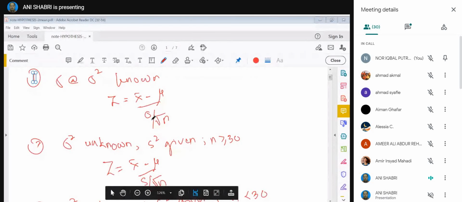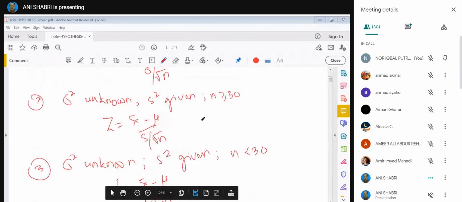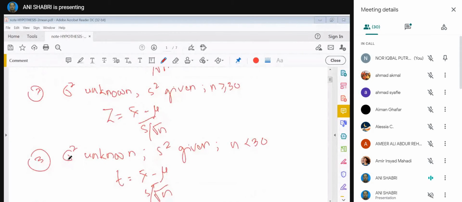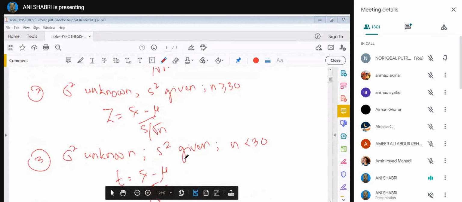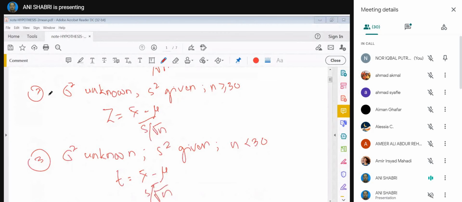Number 3: when the population variance is unknown and S squared, the sample variance, is given. If we see, condition number 2 and number 3 are almost the same. The difference is the sample size. For number 2, n must be greater than 30, but for number 3, n is less than 30. The formula is the same.